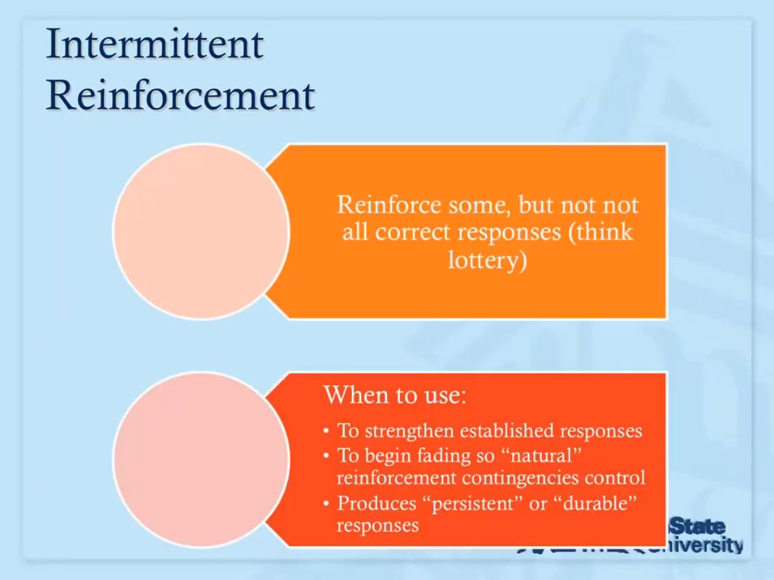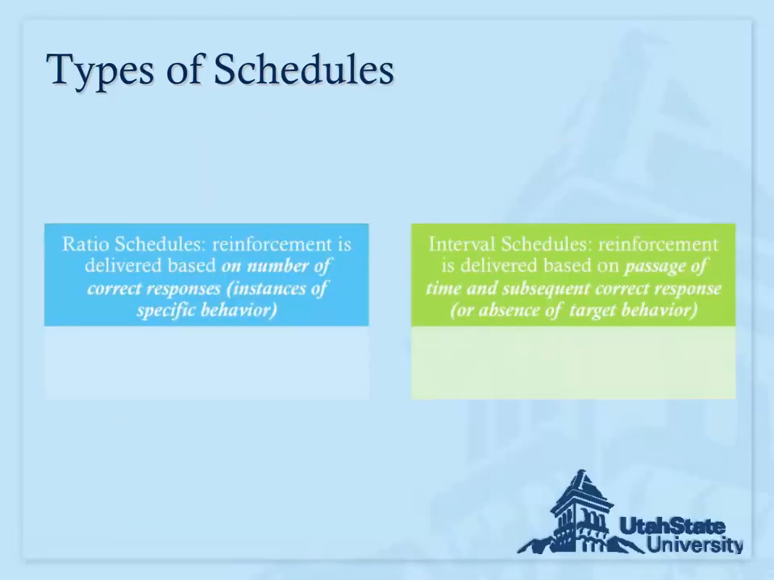The next type of schedule we will discuss is called the intermittent schedule. For this, reinforcement is given for some but not all correct responses. Think of this as the slot machine schedule. You may pull the lever down and spin the wheel many times, but only sometimes are you reinforced for that behavior. We can break down intermittent schedules into two categories.